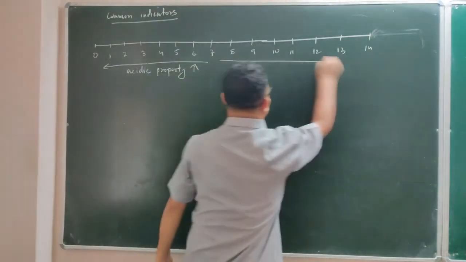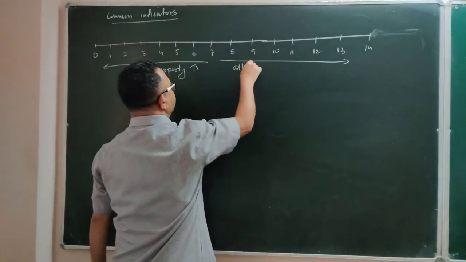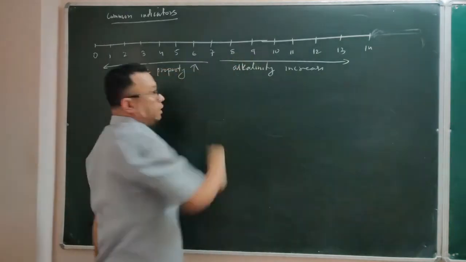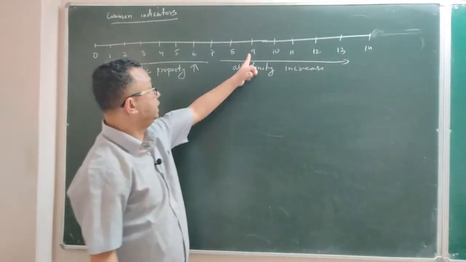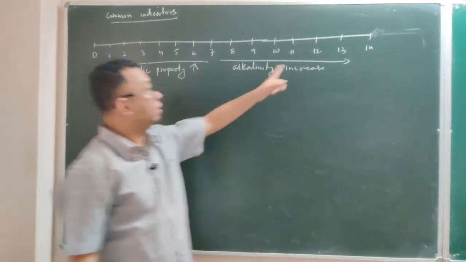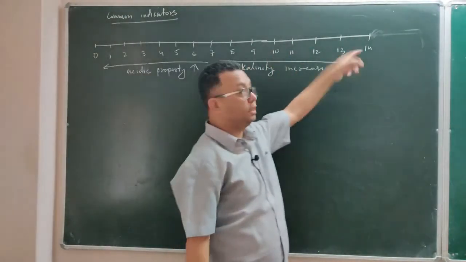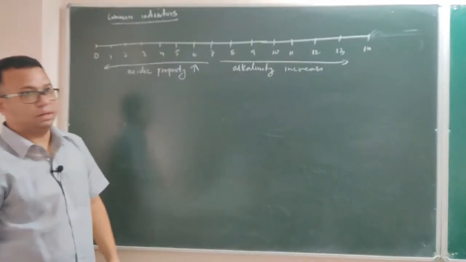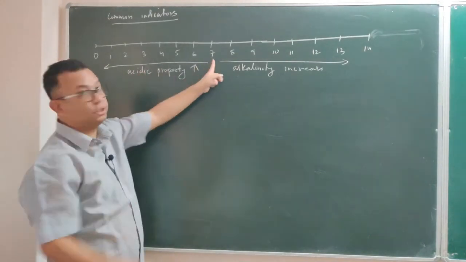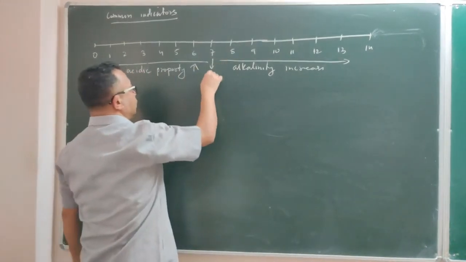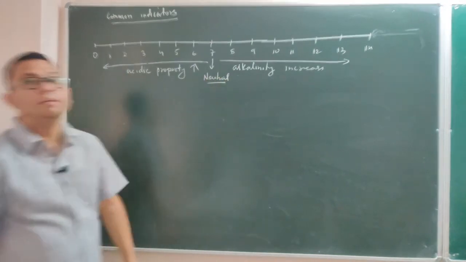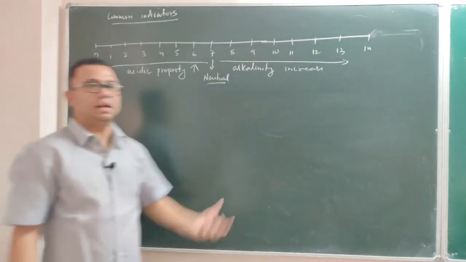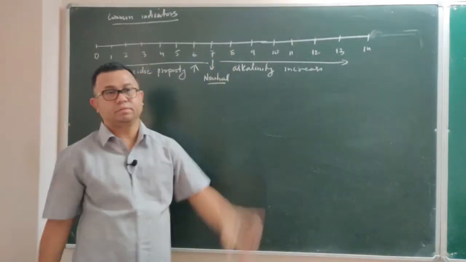In the same way, from 7, if you move towards 14, alkalinity increases. That means 8 and 9 are both alkaline, both bases, but 9 is more basic than 8. Or 12 is more basic than 11, or 13 is more alkaline than 12. So 14 has the highest alkalinity, the strongest base you can call it. Look at the arrow, from 7 it's separating. 7 is neutral, which means it is neither acidic nor basic. Water has a pH value of 7 because it is neutral. It has an equal number of hydroxyl ions and hydrogen ions. That is why it has a pH value of 7.